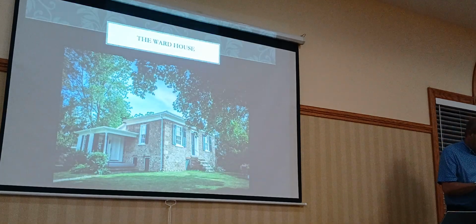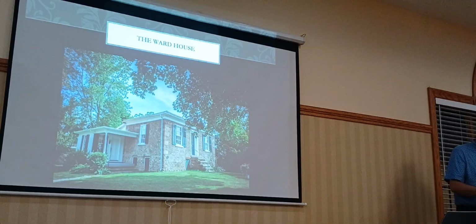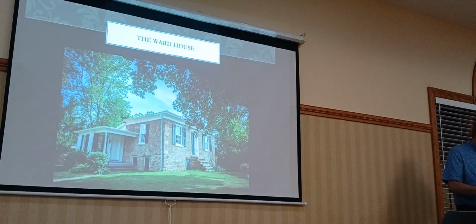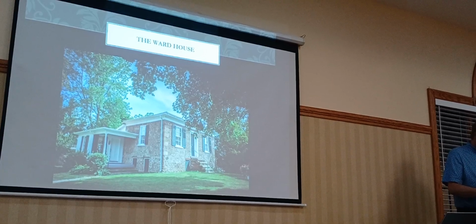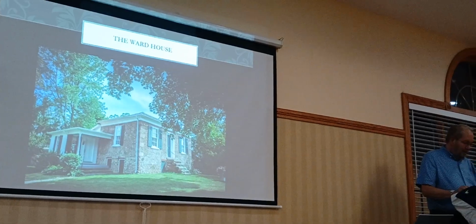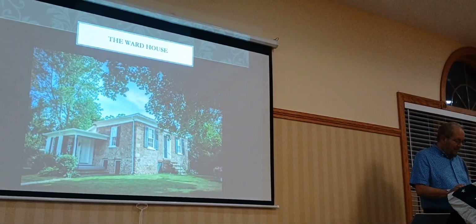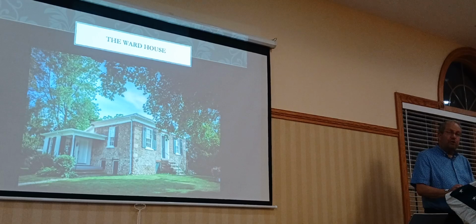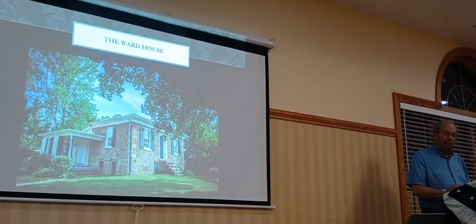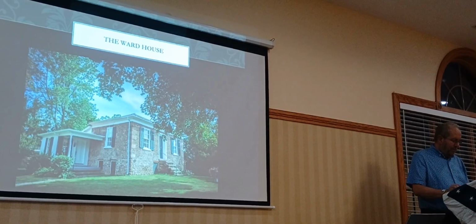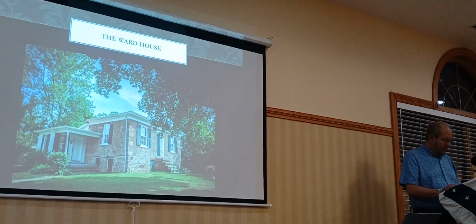Here's our second cobblestone building. This was acquired after the Cobblestone Church was acquired. It's the Ward House that I spoke to you about earlier. It was acquired in the 1960s as well. It was a simple parsonage. It was a simple utilitarian structure. They lived in the basement for a few years. The kitchen and bedrooms and everything were in the basement. Then they added the upper first story.